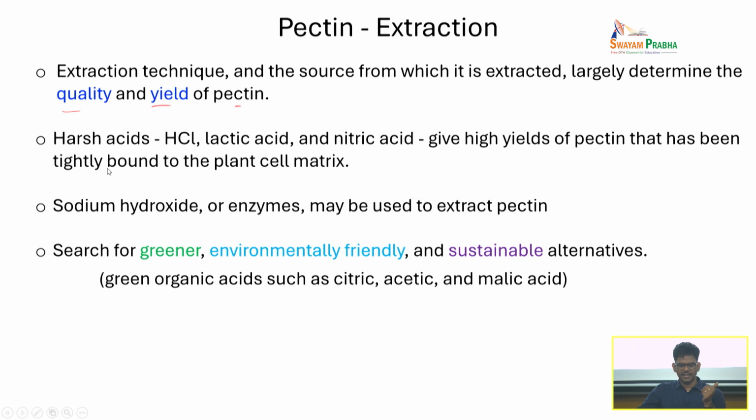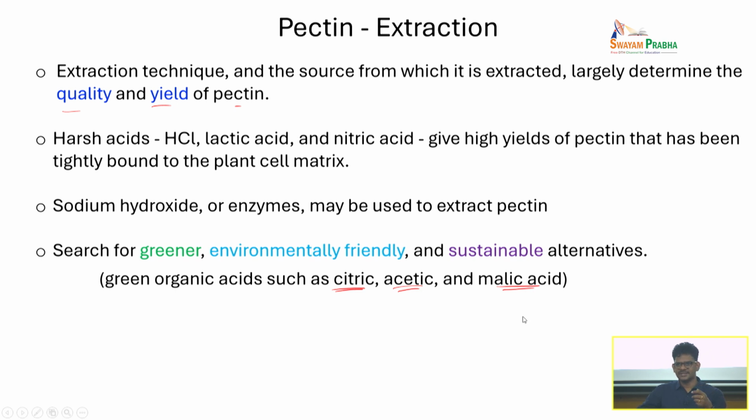Okay, in some cases alkali based extraction is also possible. Sodium hydroxide or even enzymes can be used to extract pectin. There is always a need for looking for greener, environmentally friendly and sustainable acids for extraction of pectin. And some of the green organic acids that are currently being researched include citric acid, acetic acid, malic acid, tannic acid, and so on.